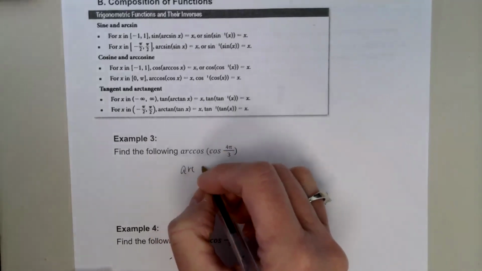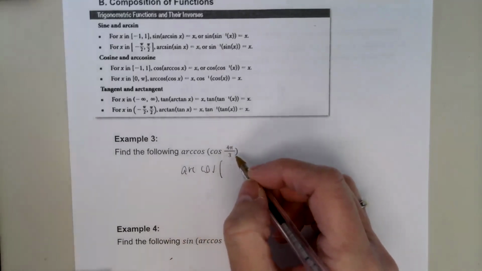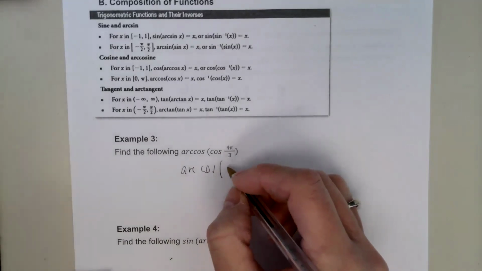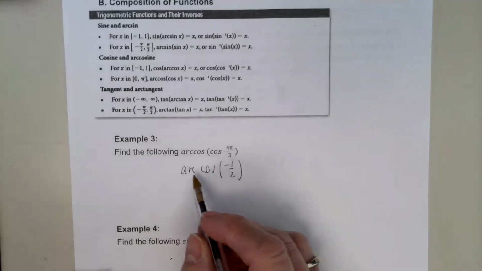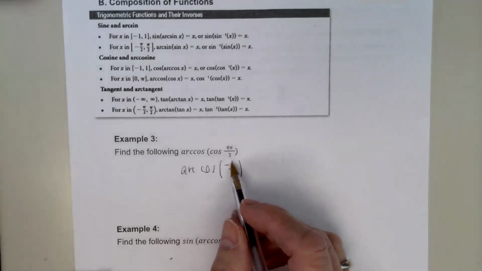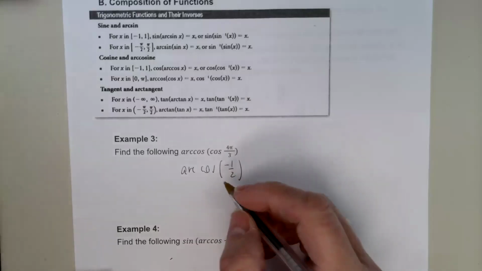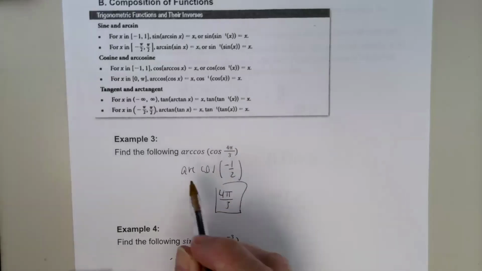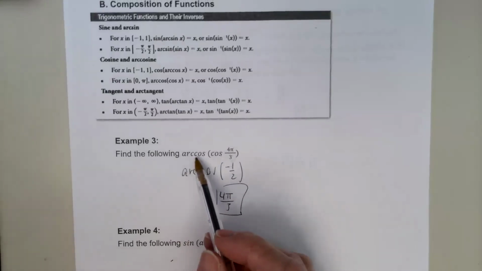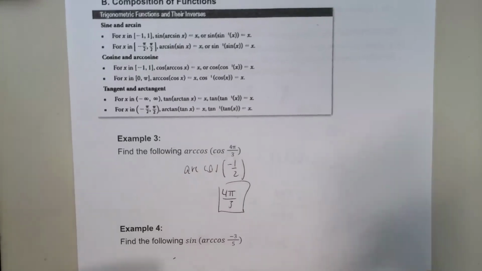So example 3 says, find the following, the arc cosine of cosine of 4π/3. So that means the cosine at 4π/3 is a negative 1/2. And so the arc cosine of a negative 1/2 is asking what radians would give me a cosine equal to a negative 1/2, and that would just be 4π/3. So this is just taking the composition of arc cosine of cosine. So it's back to the 4π/3.